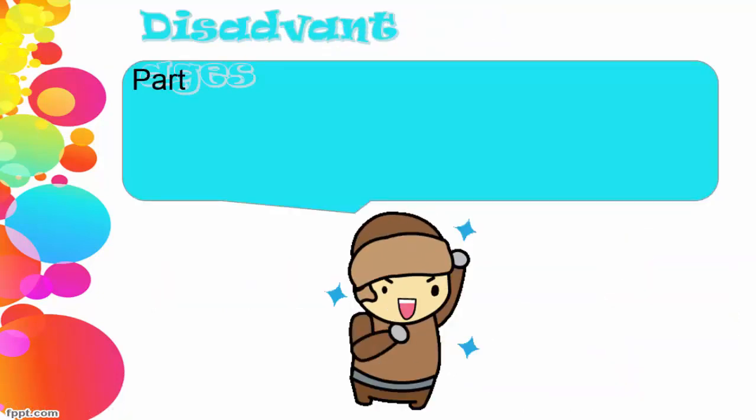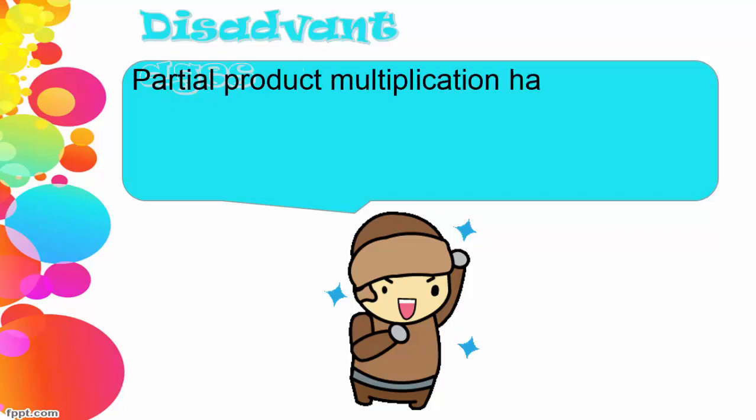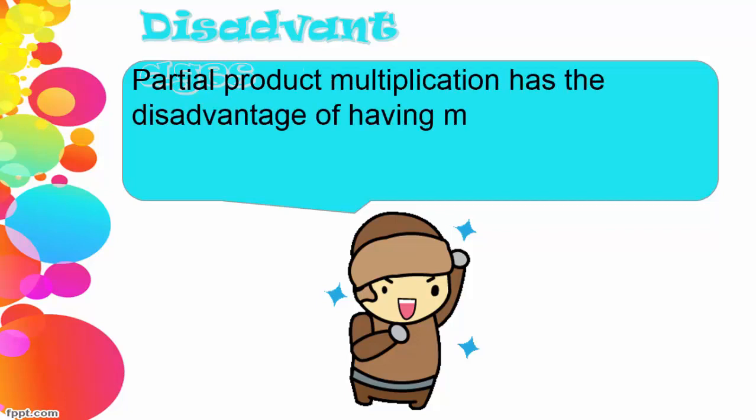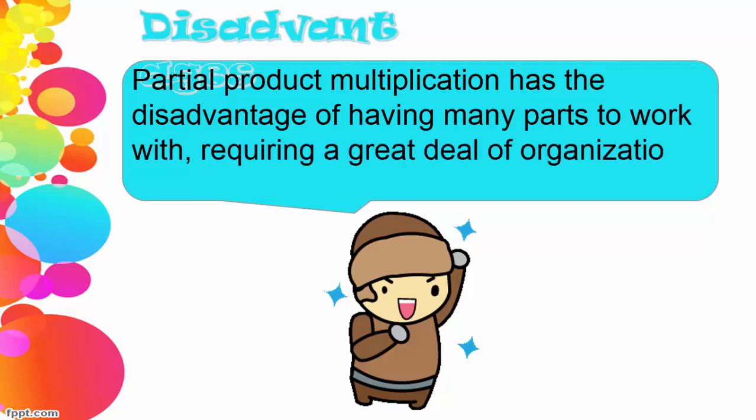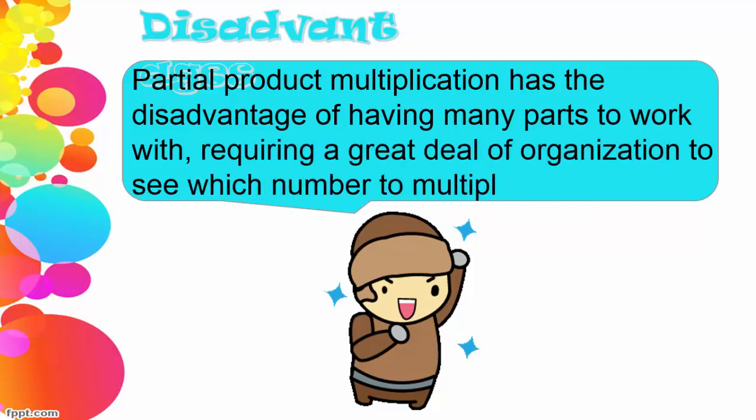The disadvantage of this technique is that partial product multiplication has the disadvantage of having many parts to work with, requiring a great deal of organization to see which number to multiply with which.